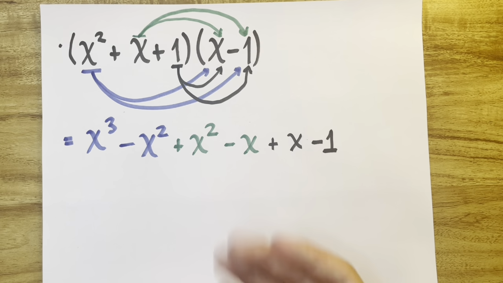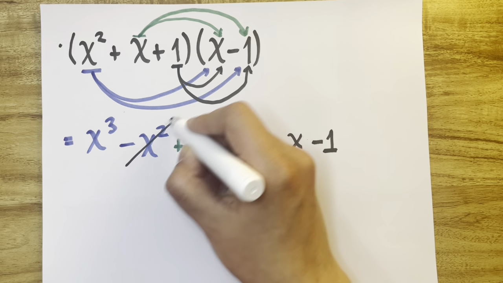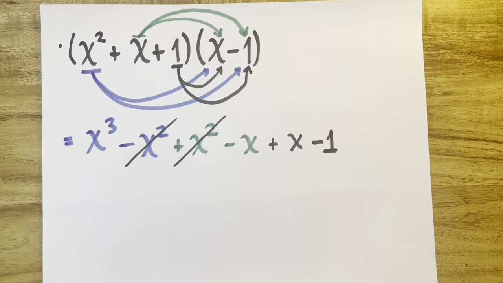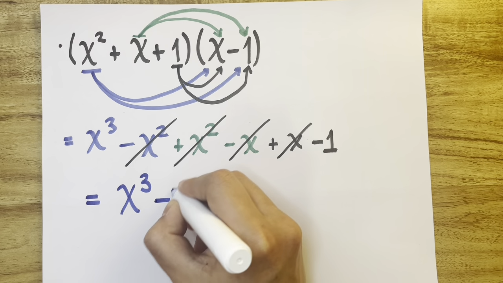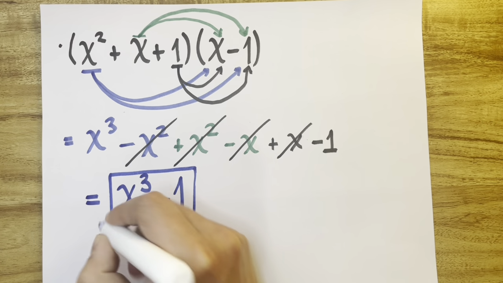Now, after we're done with this expansion, we can actually simplify it. So note that we have a minus x squared plus x squared that will cancel, a minus x plus x that will cancel, so at the end all I have is x cubed minus 1. Beautiful, isn't it?